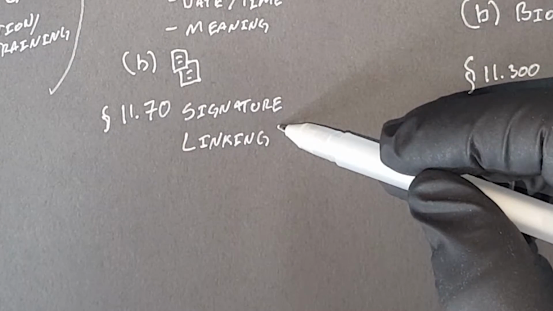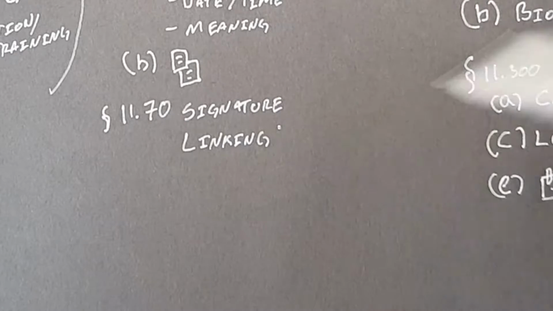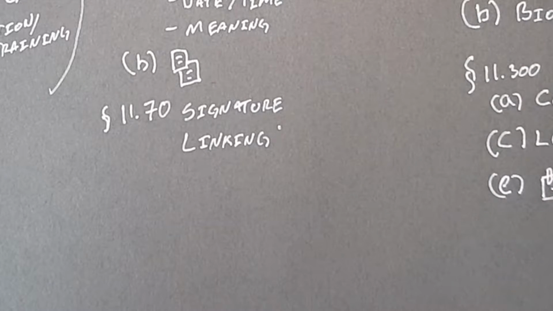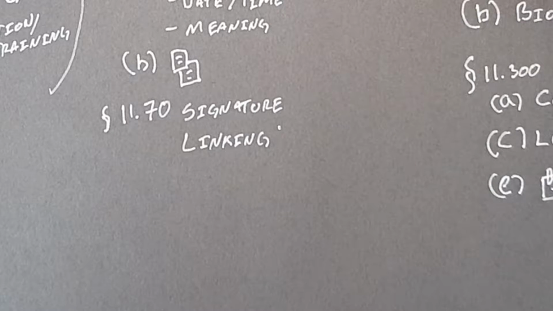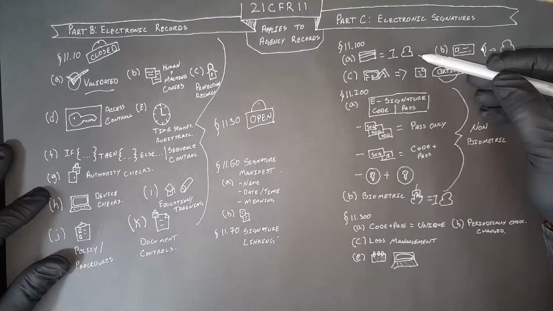Moving on to 11.70, signature and record linking. Now, an electronic signature, just as a handwritten signature would be, must be linked to an electronic record, okay? Linked to that one electronic record. So I can't take that e-signature and apply it to a different record and then another one. There's one signature for one record. That's it. That concludes Subpart B.